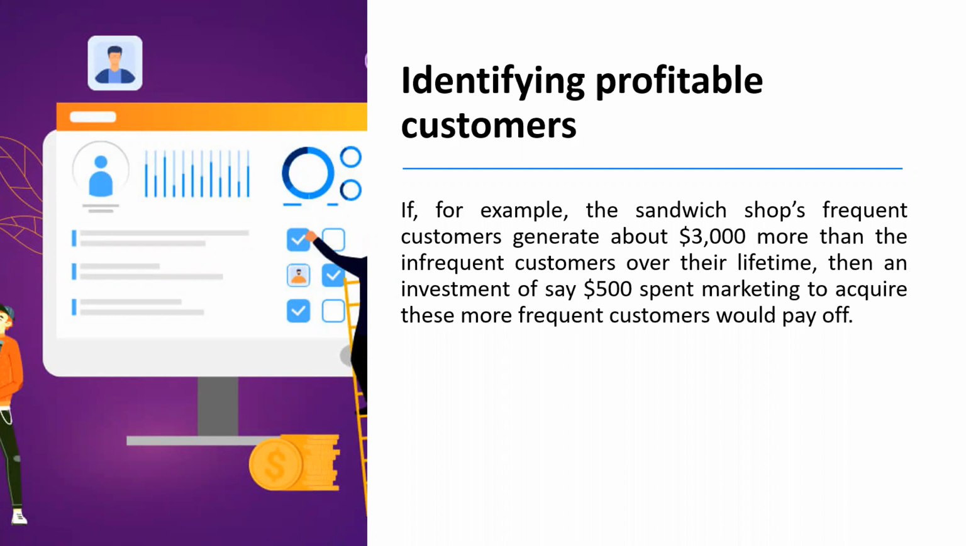So this is where the RFM analysis also will come into picture. Remember, we spoke about it in one of the sessions, recency, frequency, and monetary value. Looking at all these three parameters, you can also segment the customers. Let's say the frequent customers generate $3,000 for you for a sandwich shop, more than the infrequent customers over their lifetime. Then spending $500 to acquire more frequent customers would be actually good from the strategy point of view. You would do that because it's worthy enough. If I spend 500, I'm getting 3,000 over a period of time. That's good enough. So you need to make those calculations. That's where analytics will help you out.